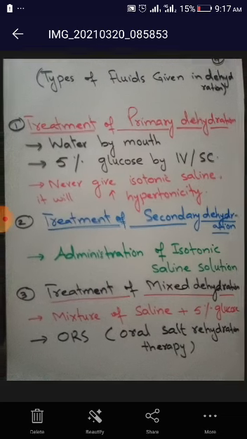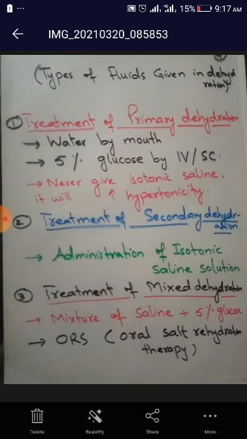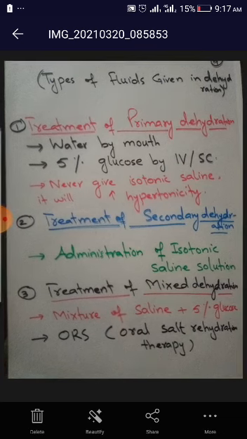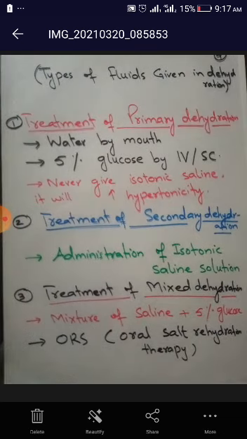But remember, never give isotonic saline solution to a primary dehydration patient, because the deficiency is of pure water only, not the salt. Isotonic saline solution is going to increase the hypertonicity of the plasma. Hypertonicity means abnormally high salt concentration. So as the deficiency is of water, we will give water to treat the case. Whenever the question is asked how primary dehydration is treated, you will just write down 5% glucose solution by IV or SC route.